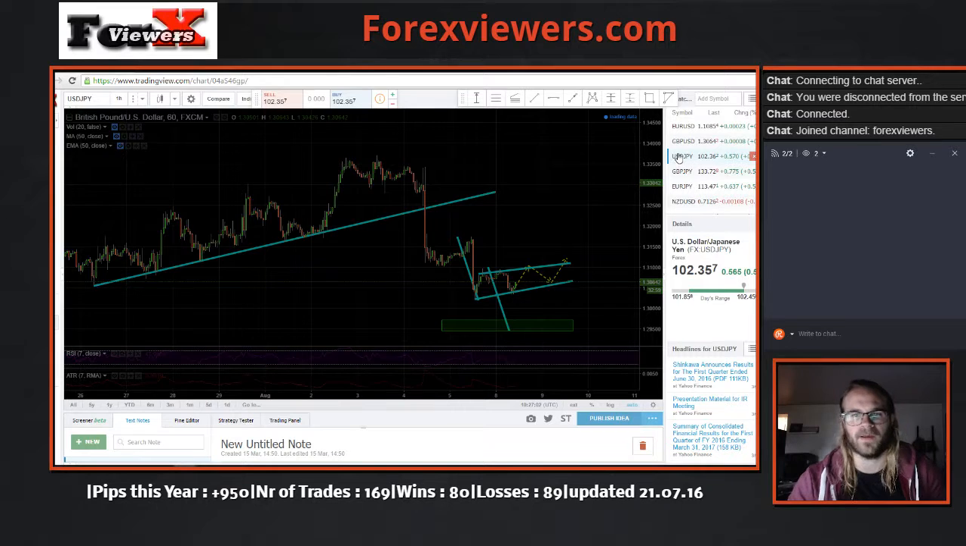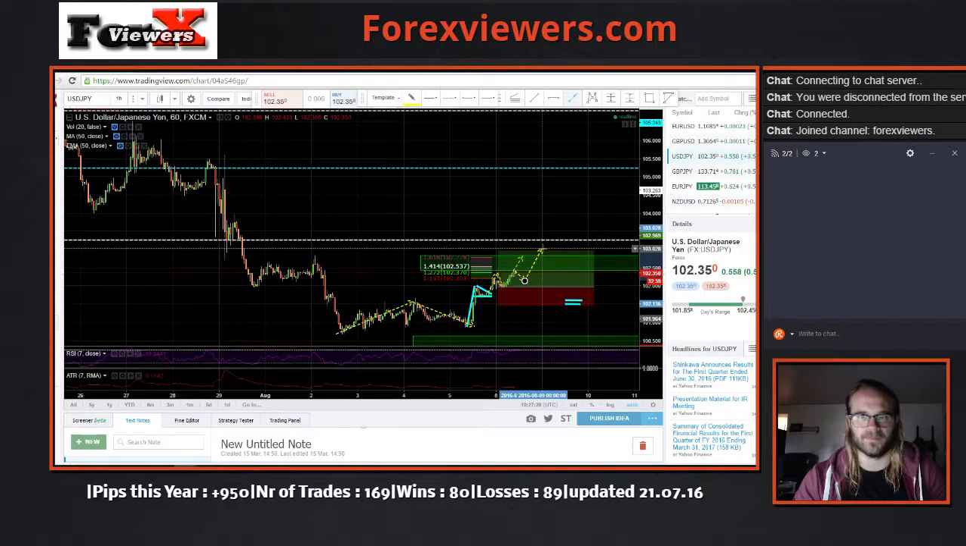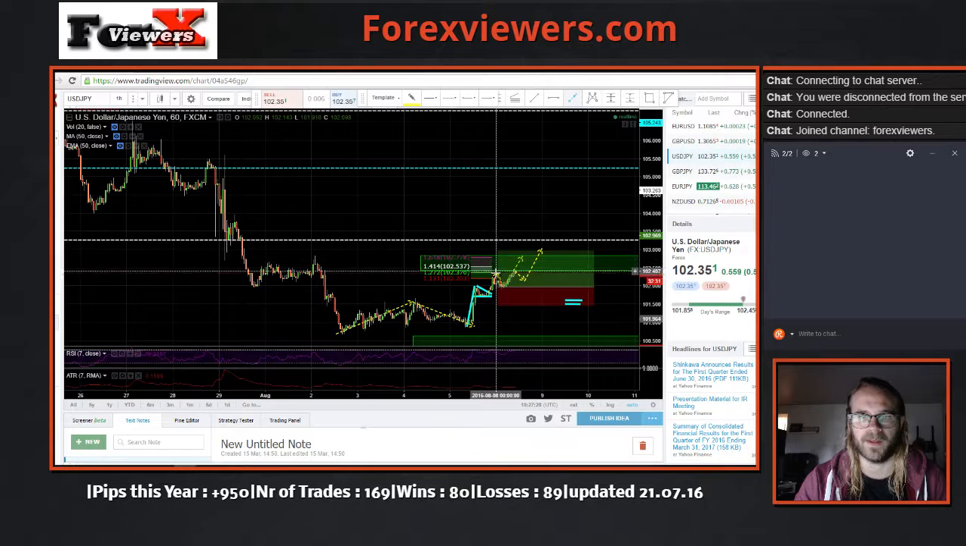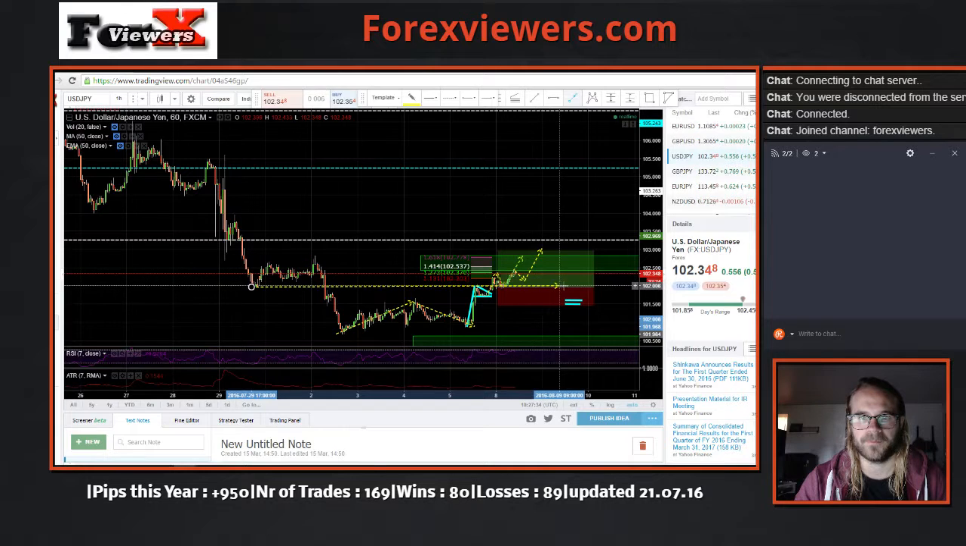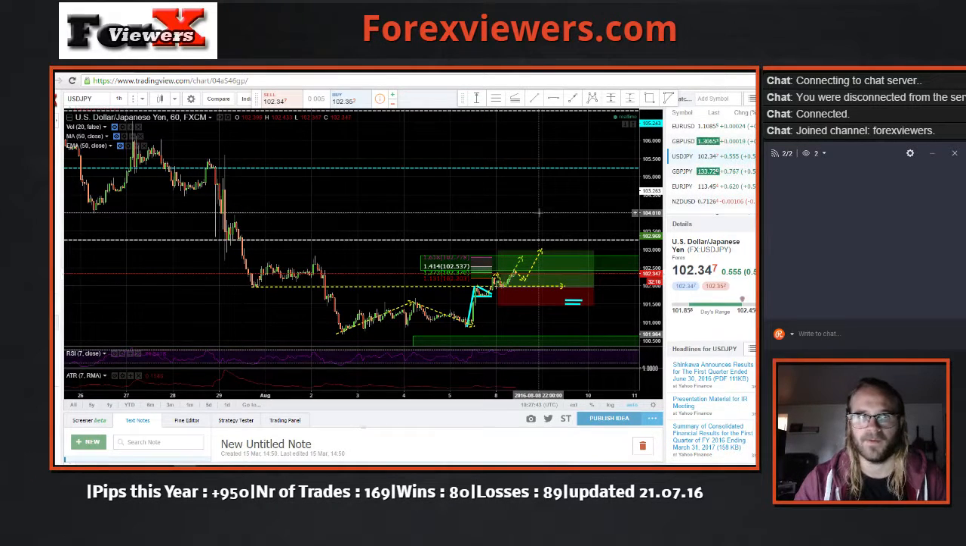Dollar yen, we've gone over that. I'm currently involved in that trade, hoping for a push to the upside here. Probably gonna get a small pullback here, and then if we're gonna push higher, we'll do so from there. Since we got the break here, we are getting the support from here. So hopefully we're going to be trending beautifully to the upside on the dollar yen.